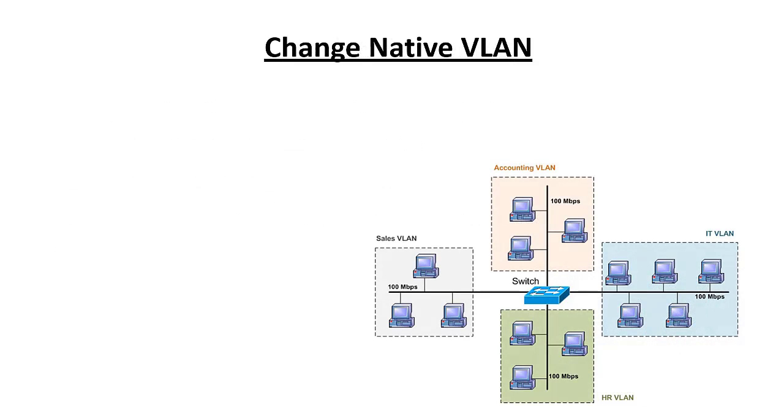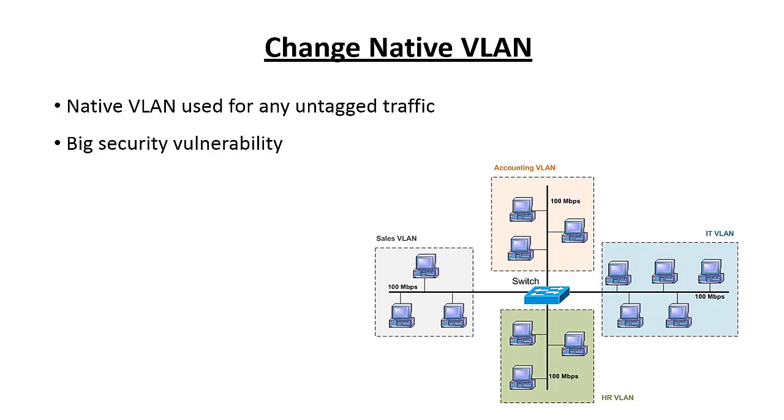Changing security keys. Changing the native VLAN. So the native VLAN is used for any untagged traffic on your network. You'll be familiar with this when you start doing Cisco configuration or any type of Juniper or other network management. Big security vulnerability. Your native VLAN passes important information such as your Cisco Discovery Protocol or the equivalent, which is device information, your operating system that it's running, etc., etc.